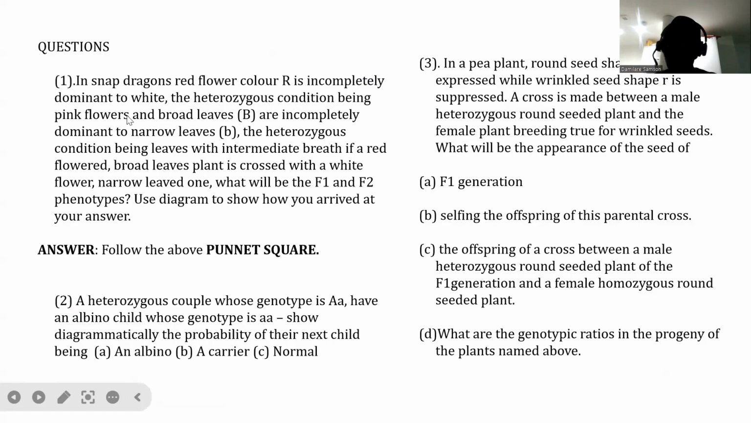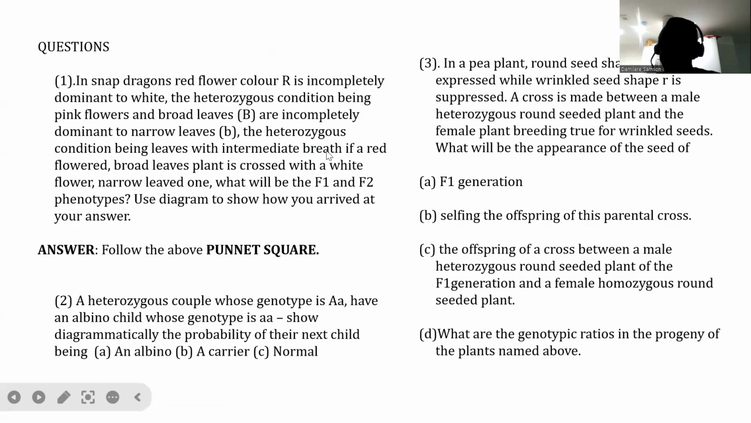It will now give you another new species, which is what? A pink flower. They now said also looking at the leaf. So here now they are considering flower color and leaf shape. Broad leaf, capital letter B, is incompletely dominant to narrow leaf, small letter b. They now say the heterozygous condition, when you have capital letter B and small letter b together, will give you intermediate breadth. That is the new name.